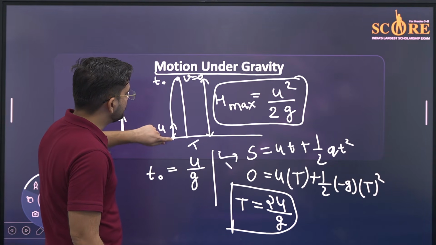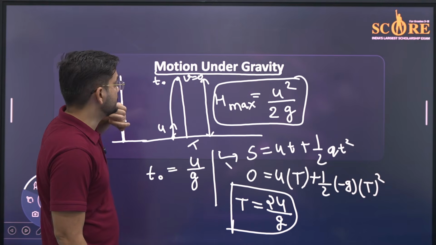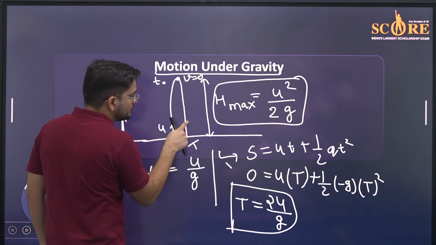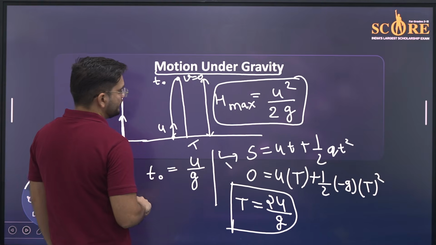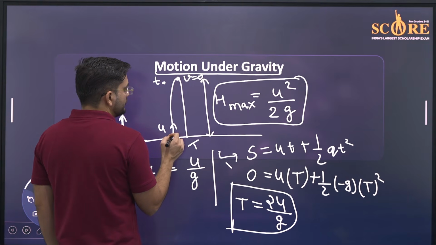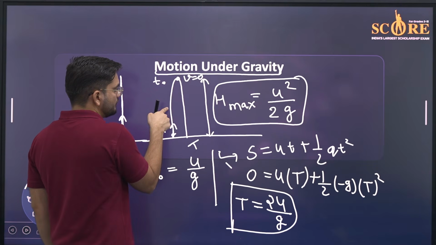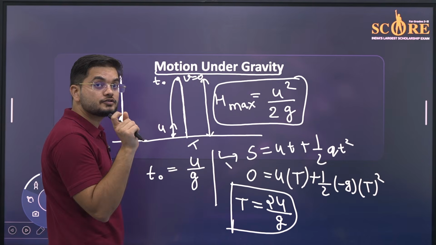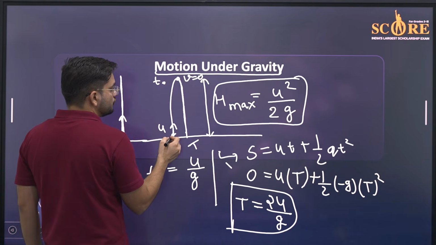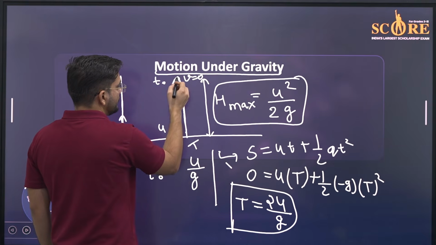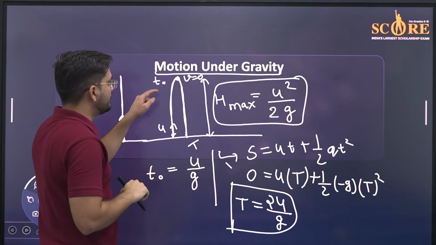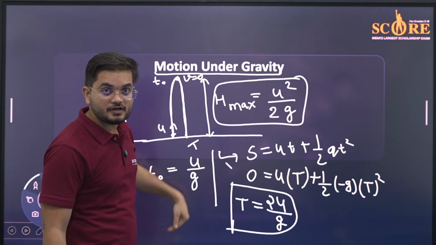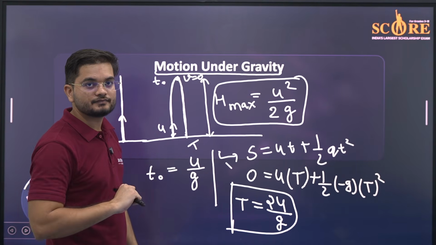Time taken by the particle to reach its highest position is u by g. And total time taken by the particle to return to the initial position is 2u by g. So to reach the highest position, the particle will take u by g time, and in the downward journey, the particle will also take u by g. So in the upward journey and the downward journey, the time interval will be the same.